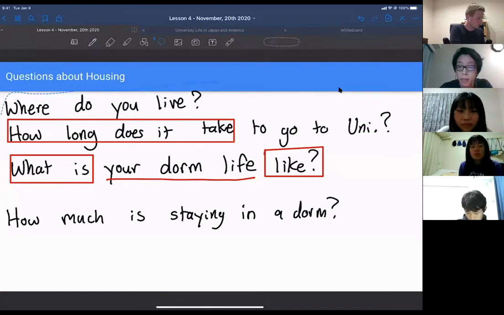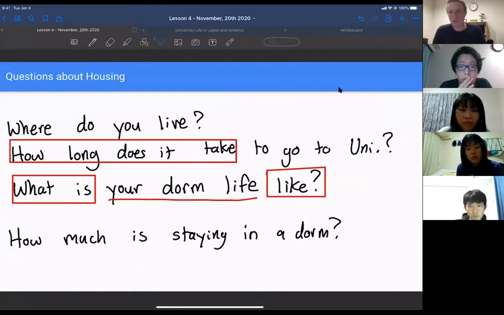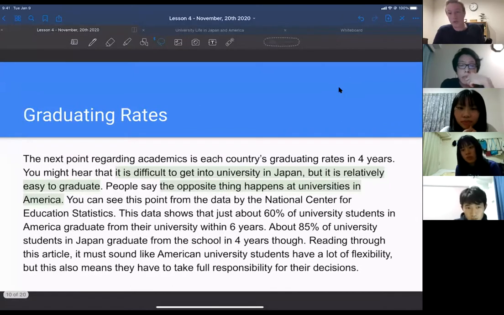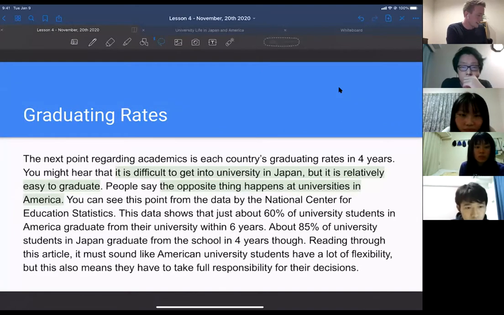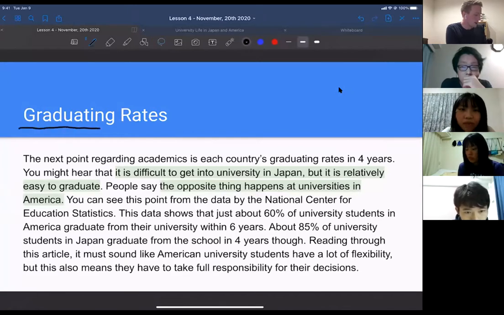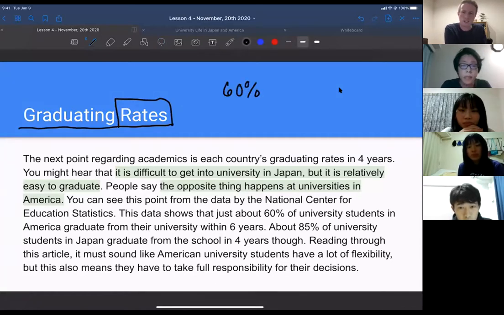Okay, let's move to a new idea. Let's move to the next idea. So this one is very interesting, I think. The idea here is graduating rates, right? Rates are usually like a percentage, or sometimes it's like 3-1 or something, but usually it's a percentage.